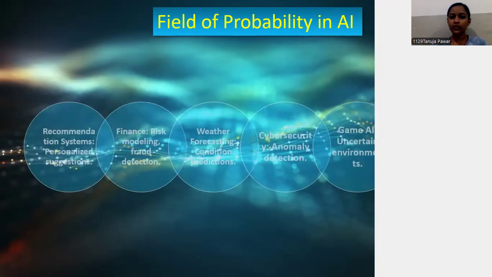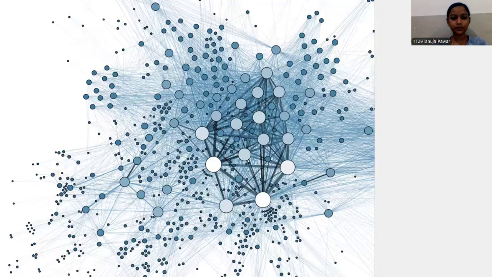Also, there are other fields of probability in AI: recommendation systems, which give personal suggestions; finance, for risk management or modeling fraud detection; weather forecasting, for condition predictions; cybersecurity for anomaly detection; and game AI for uncertainty in environments.